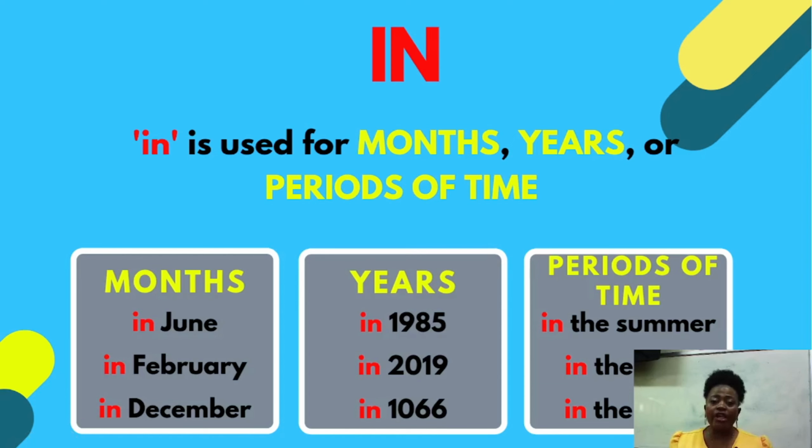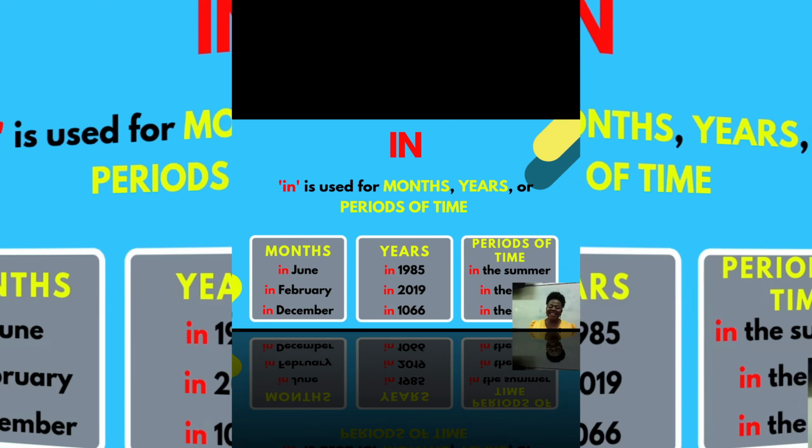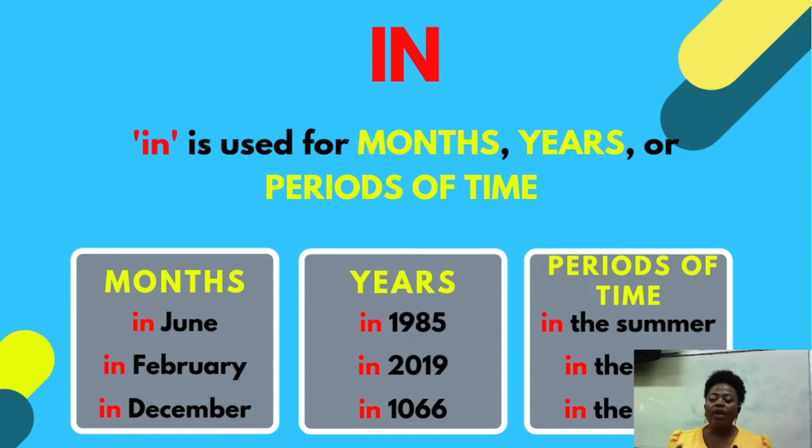The very first one we are going to begin with is in. In is used for months, years, or periods of time. Take note. Months, when we talk about the months of the year: in June, in February, in December; years: in 1985, in 2019. Now, we have periods of time: in the summer, in the 80s, in the past, in the present, in the future.